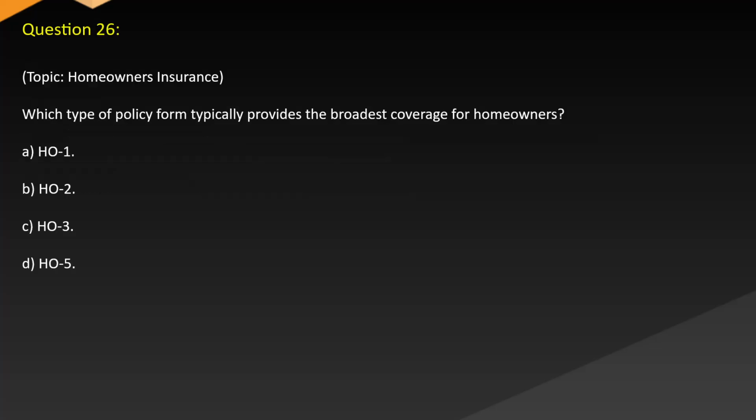Question 26. Topic: Homeowners insurance. Which type of policy form typically provides the broadest coverage for homeowners? A. HO1. B. HO2. C. HO3. D. HO5.